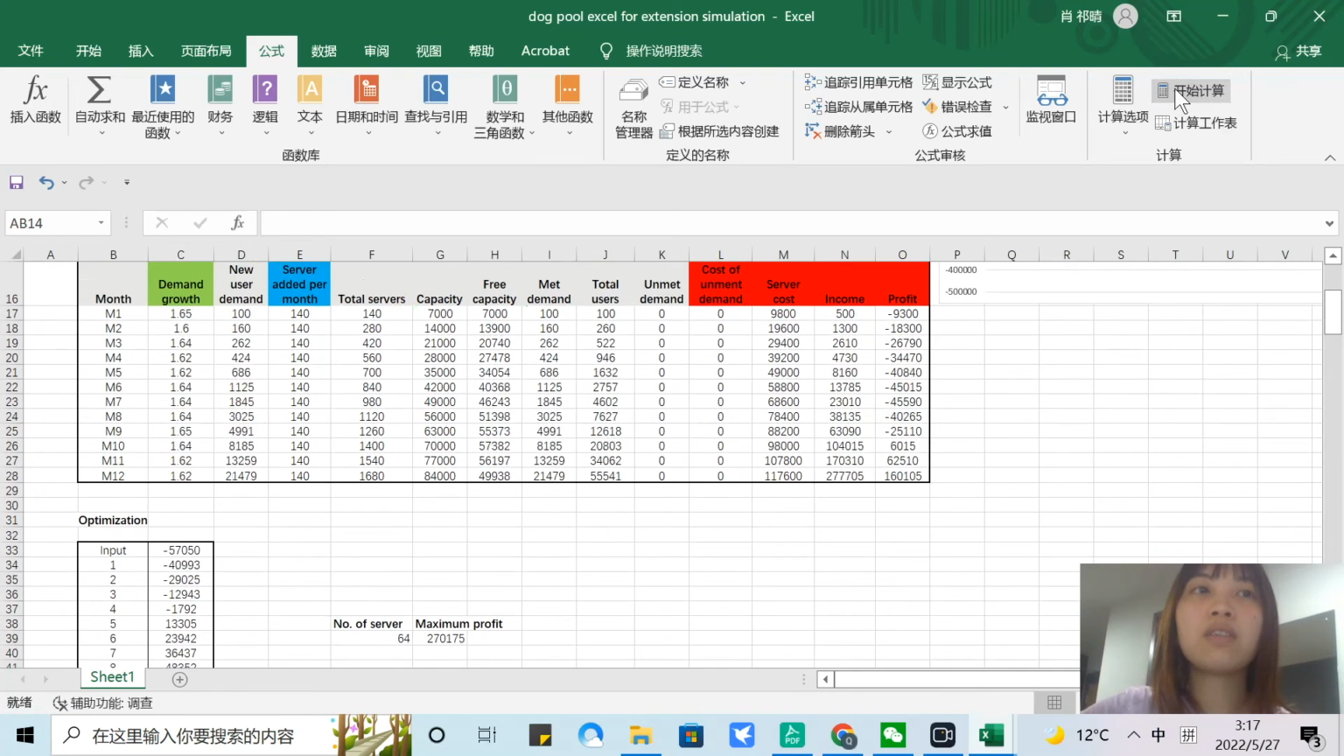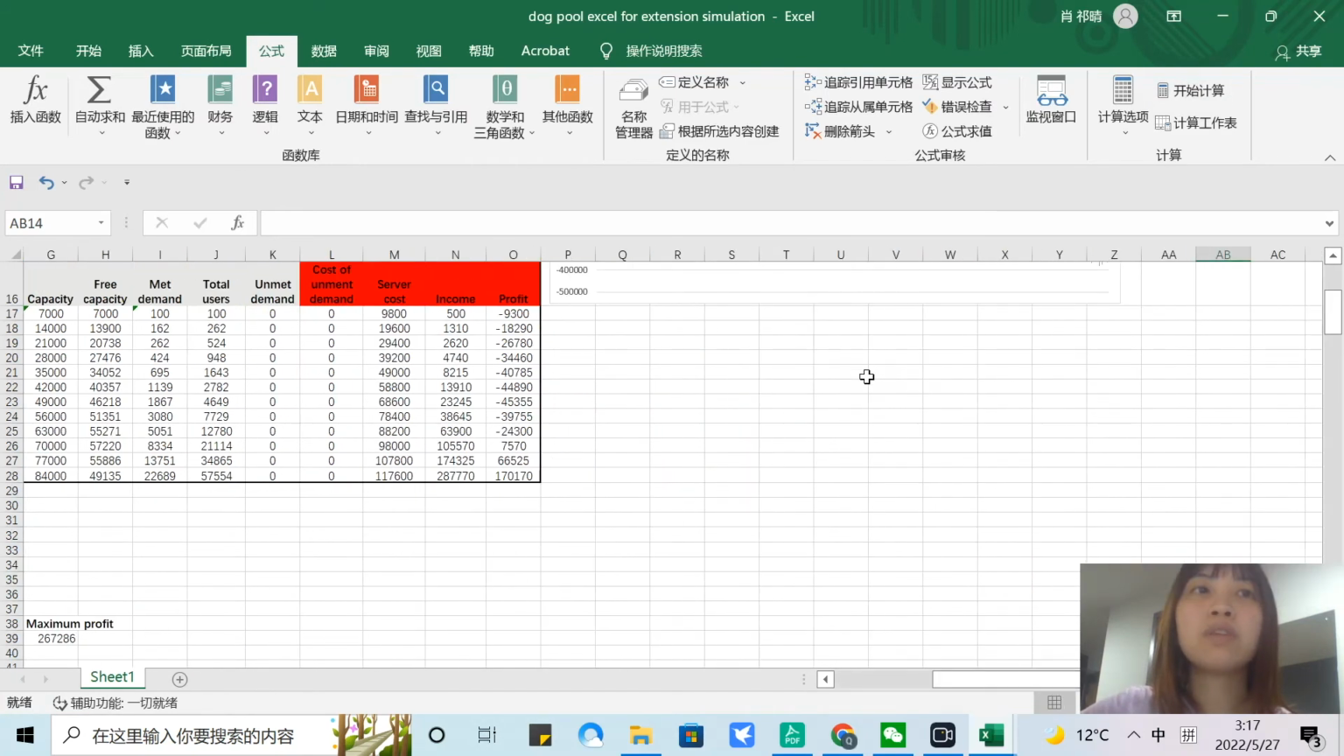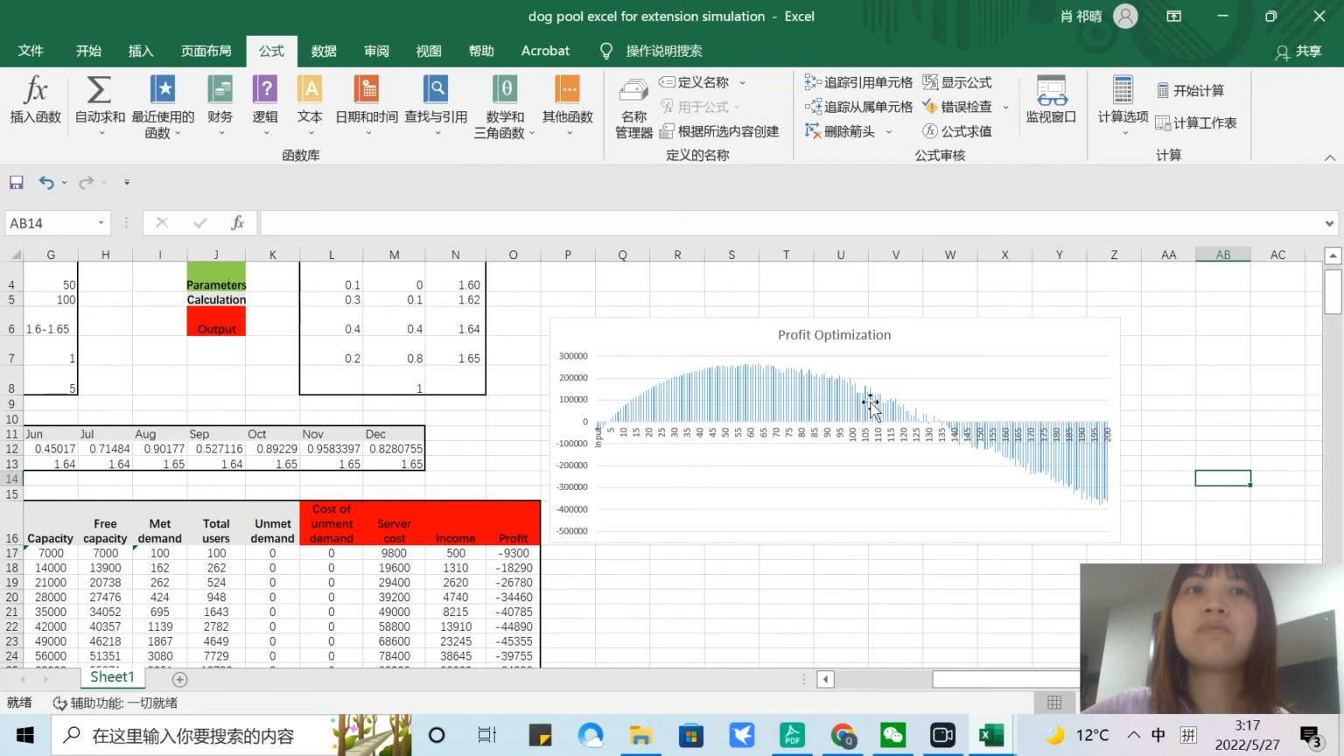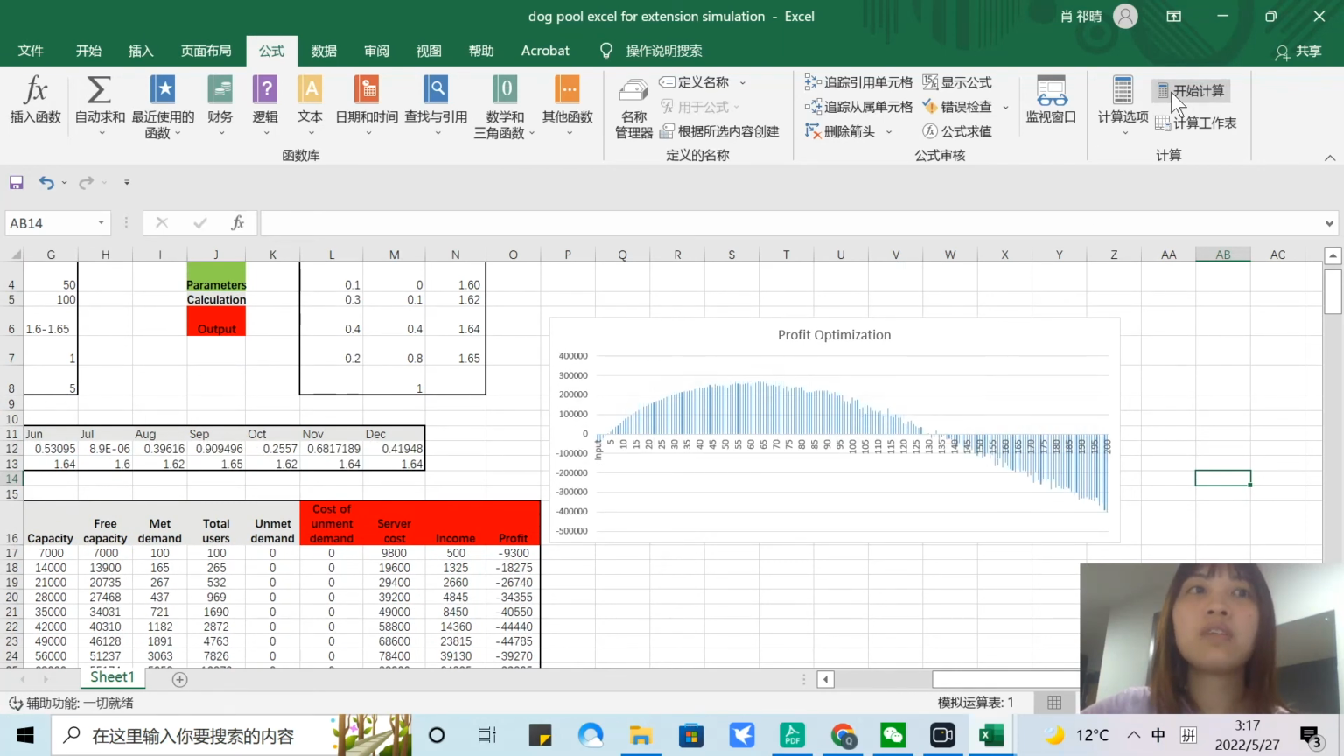It will affect the number of servers that can bring maximum profit, because we can see the number is changing all the time. We can also be certain that the variation of growth rate will change the profit figure. Here are only small differences because the change of growth rate is small in this simulation.